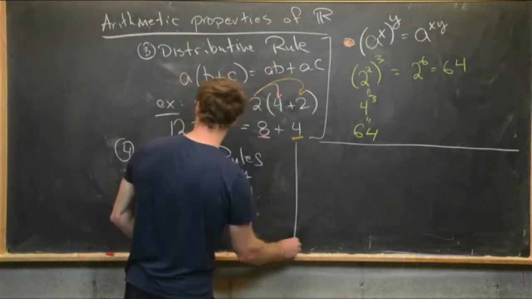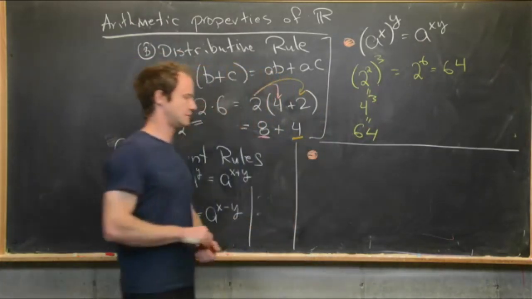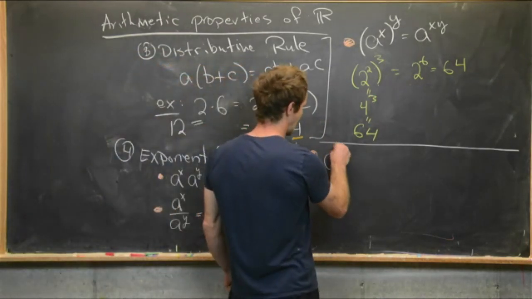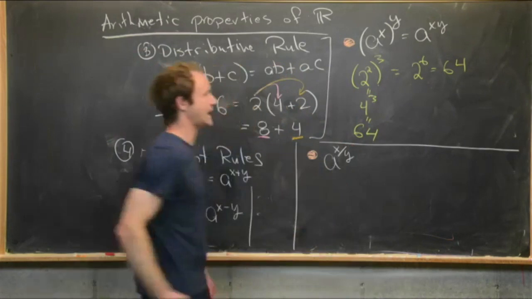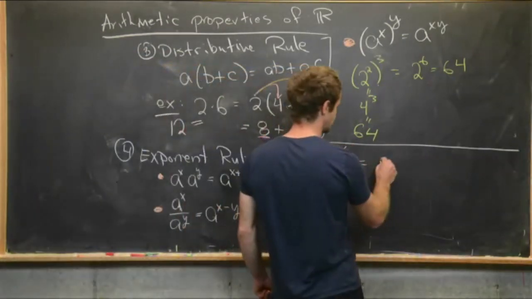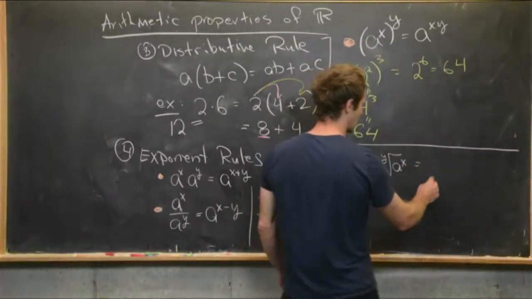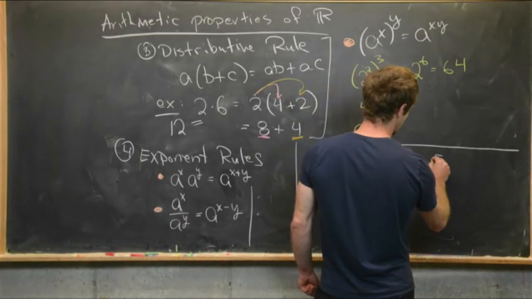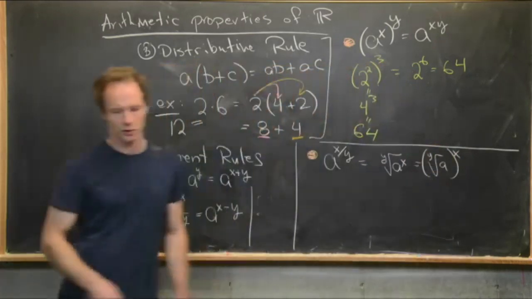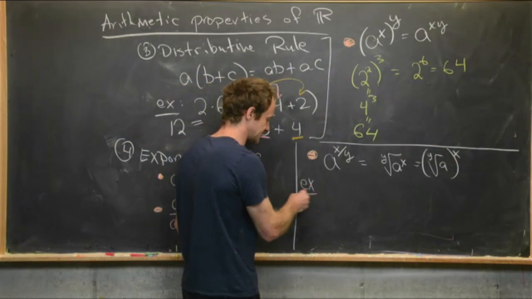So maybe this will be the 4th bullet point on the exponent rules. If you have a to the x over y, that's going to be equal to the y-th root of a to the x, or it's going to be equal to the y-th root of a all to the x power. You can do that in any order you want. So let's do a little example of this because it's maybe worthwhile.